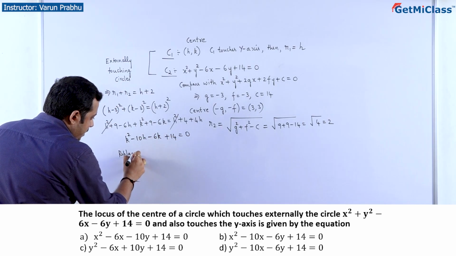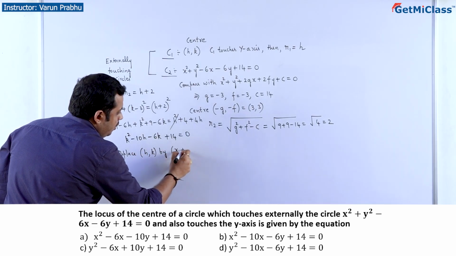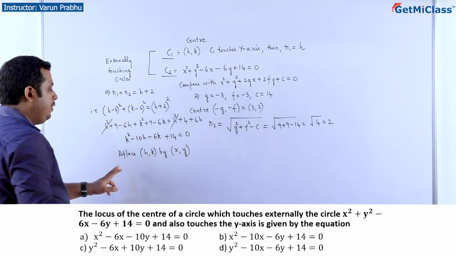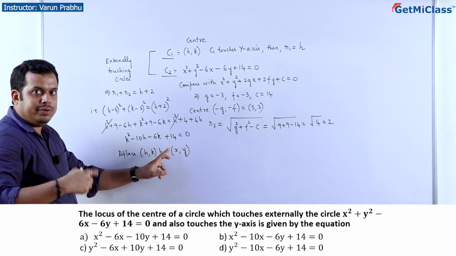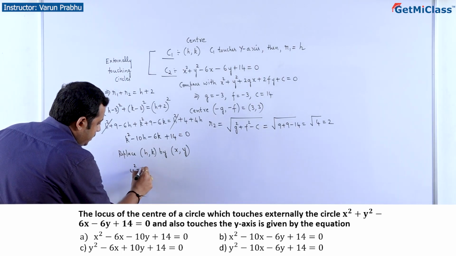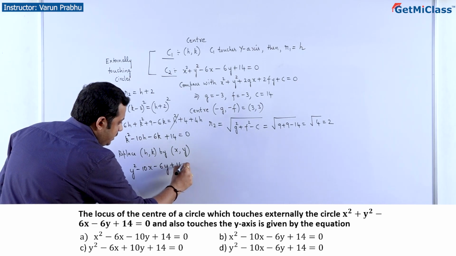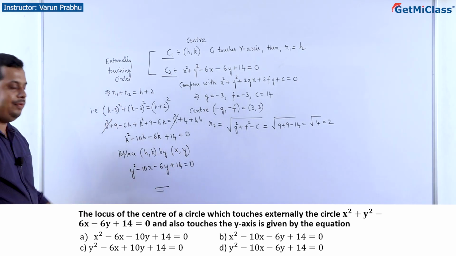Replace h comma k by x comma y, correct or not? Because when we find out the locus of a point, it is an arbitrary point which is in motion. Okay. So what is the answer that we get now? y square minus 10x minus 6y plus 14 is equal to 0. This will be the required equation of the circle.